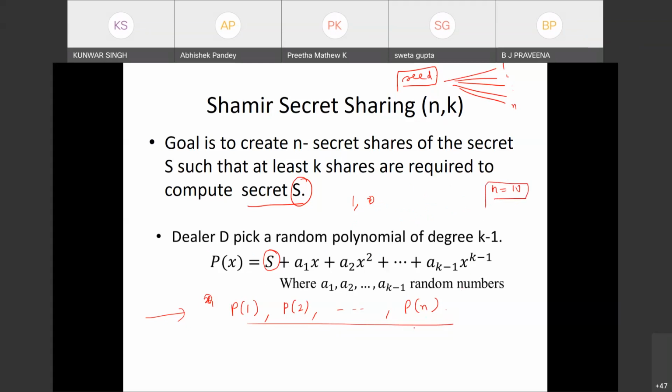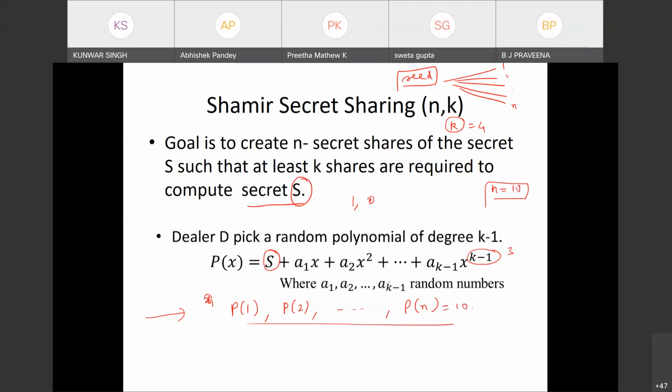Now from the 10 places, if I get, let's say 4, let's say k equal to 4, that means a polynomial of degree 3. I'll create a polynomial of degree 3. So if I get the values from 4 places, I can easily construct the polynomial. So k equal to 4 is degree 3, and n equal to 10.